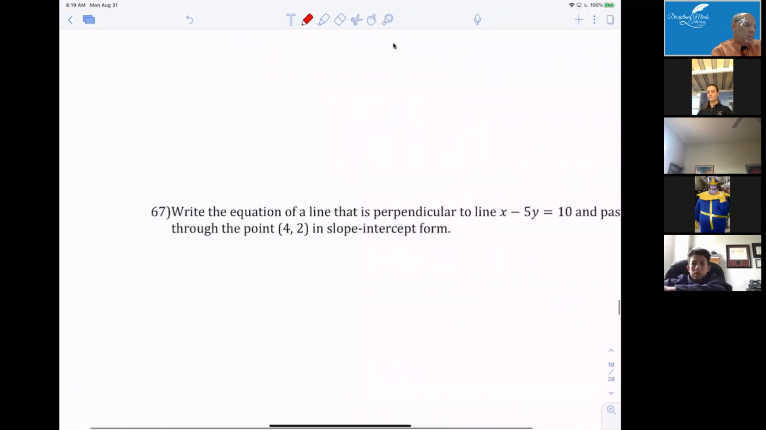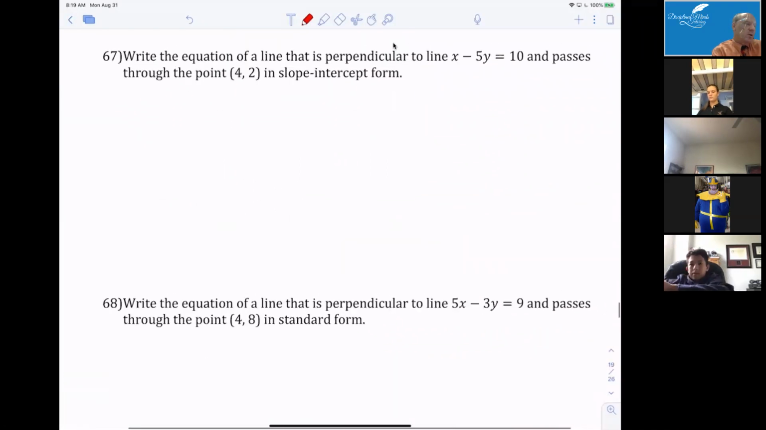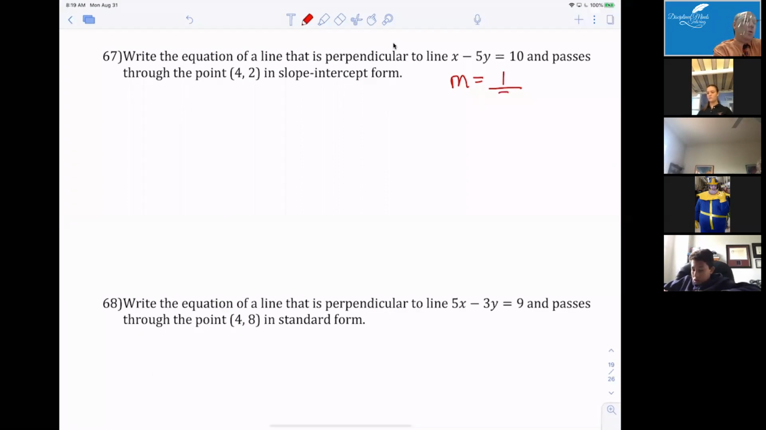All right, let's continue on. Let's knock out 67. Write the equation of the line that is perpendicular. Okay, so now we're practicing our mental math. What is the slope of this line right up here? Come on, someone. Olivia: 1/5. Beautiful. Anybody have any objections to that being 1/5? So now we have the slope of the perpendicular would be what? -5.